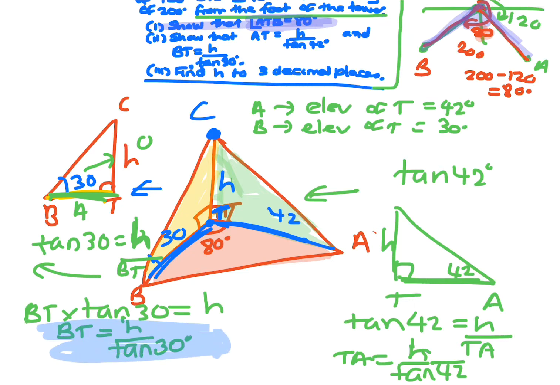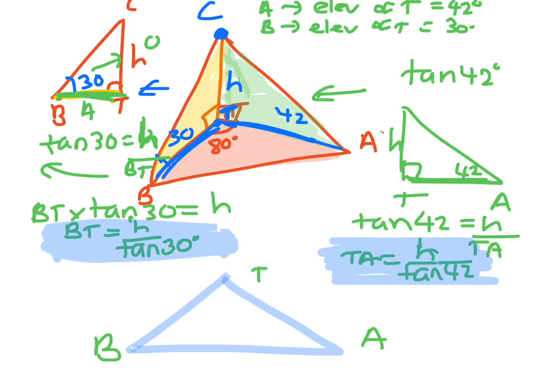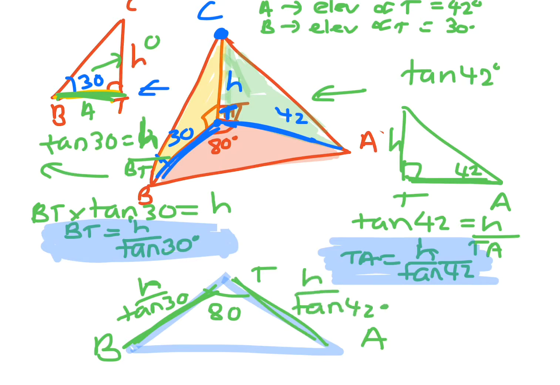All right, so looking at that gets us the answer to part 2. Now, the last part is to actually find out what h is. So what we do with all this information is we take the triangle that's at the bottom, this one here, and that triangle is equal to BAT. This angle in here is 80. Now, we just found out that BT was h over tan 30, and TA is h over tan 42.